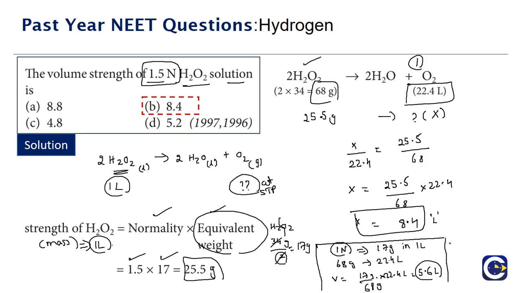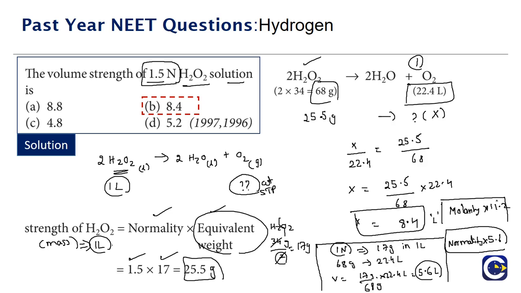Now volume strength of any solution will be equal to normality into 5.6. We can check even in this question, normality is 1.5, multiply by 5.6, we'll get the answer to be 8.4. If they talk in terms of molarity, then since for H2O2 the valency factor is 2, the volume strength will be molarity into 11.2, so it will be just double.